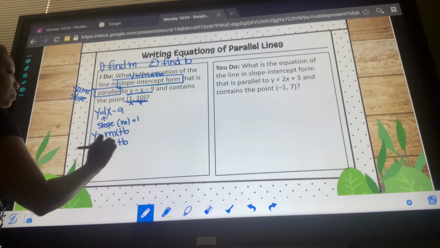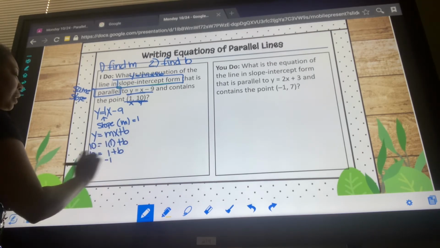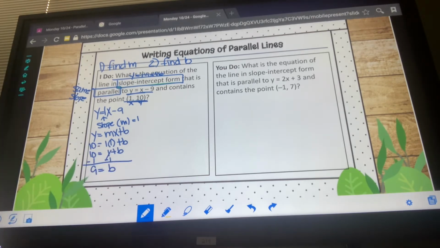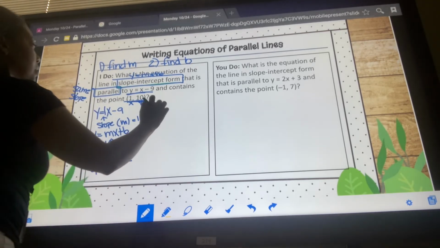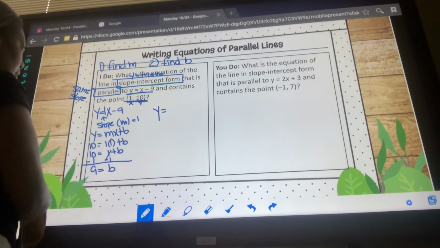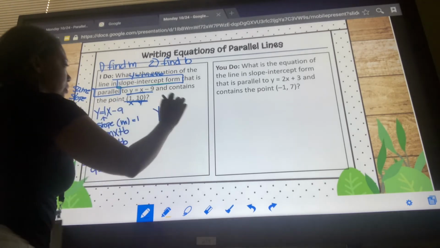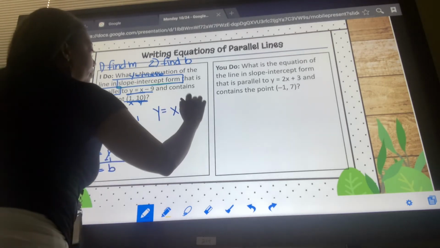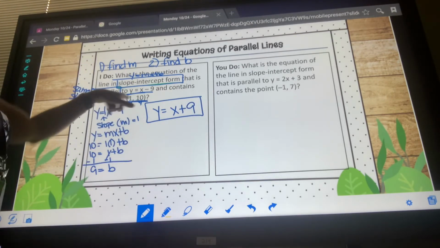Okay, 10 equals 1 times 1, which is 1, plus b. Subtract 1 from both sides. 9 equals b. Okay, we want slope-intercept, so let's just plug it in. So we'll have y equals m, which is 1, and we don't have to write a 1 in front of our x, so just write an x, plus b, which is 9. So there is our equation in slope-intercept form for the line that goes through this point.